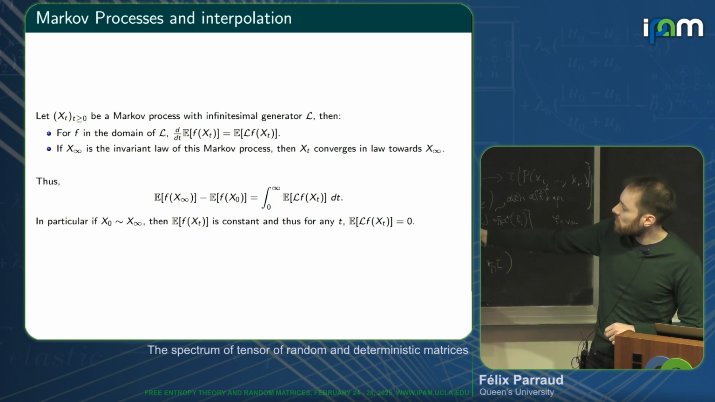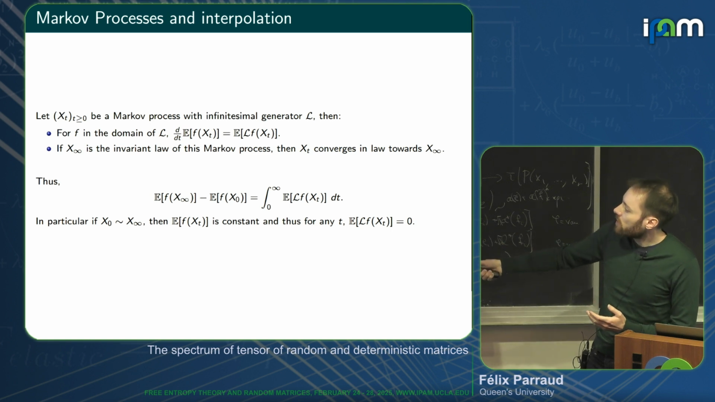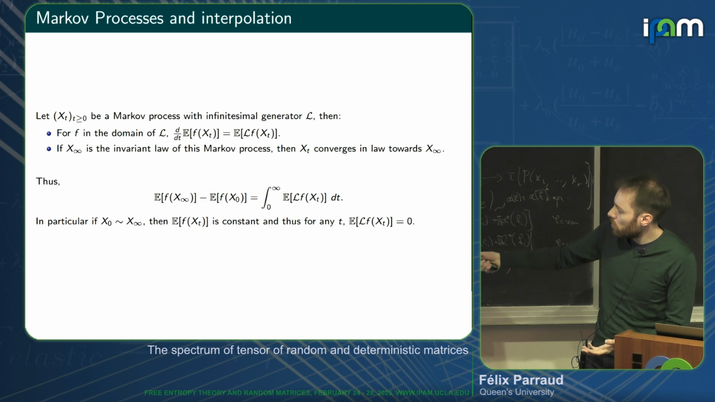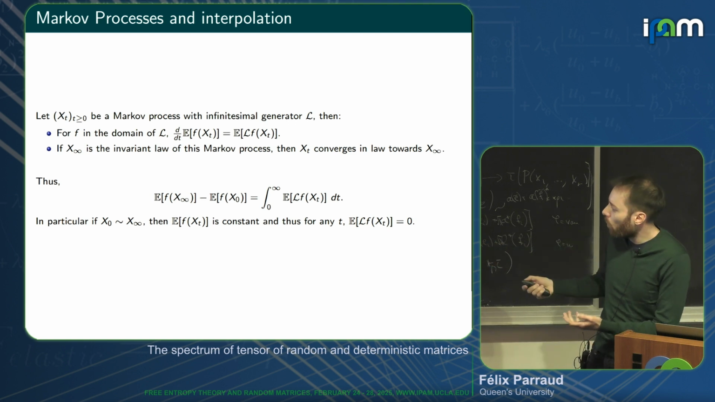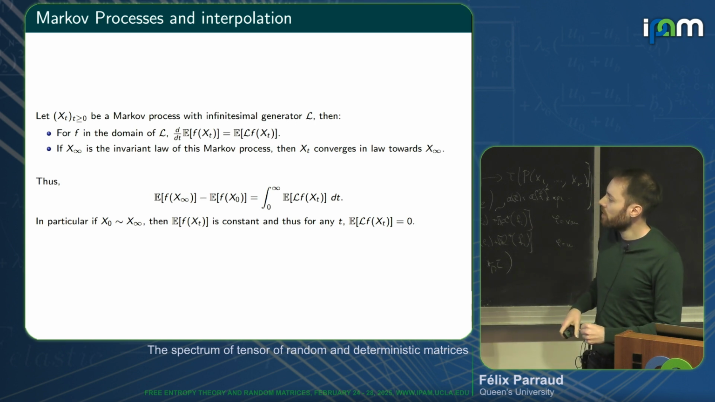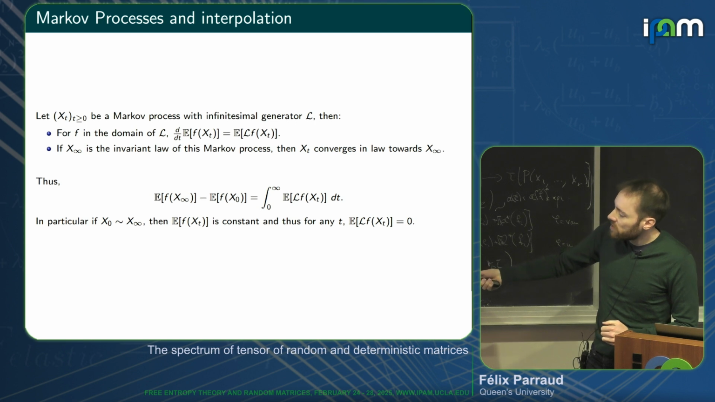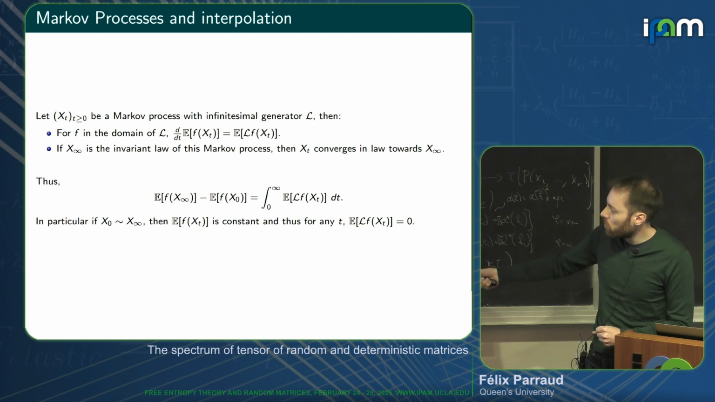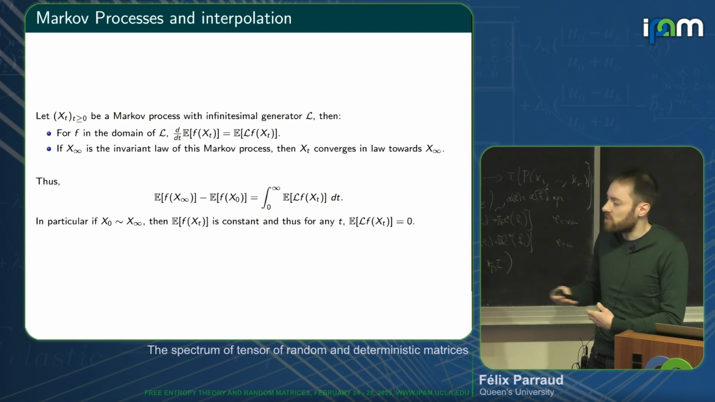So since Xt is converging in law towards X infinity, if you want to compare the expectation of f of X infinity with the one of f of X0 at time 0, then this is just the integral of the differential of the expectation of f of Xt. And in turn, that's just the thing right here. This is all a very straightforward equality once you write it down. And besides, you also know that if X0 has the same law as the invariant law, then this quantity is constant, and so by differentiating it, you just get 0.